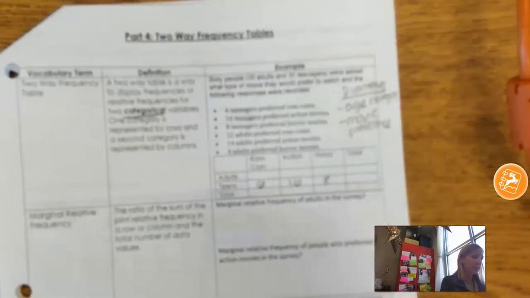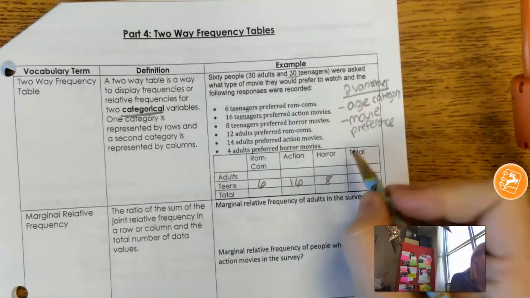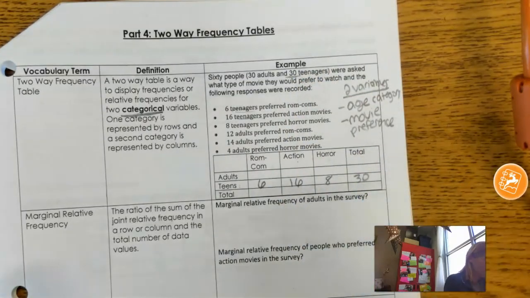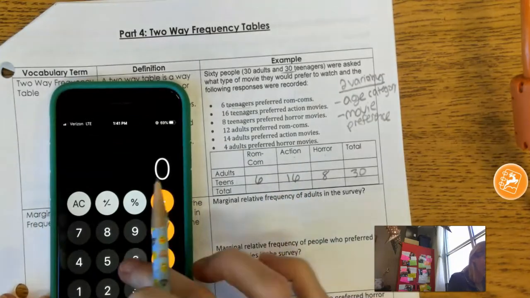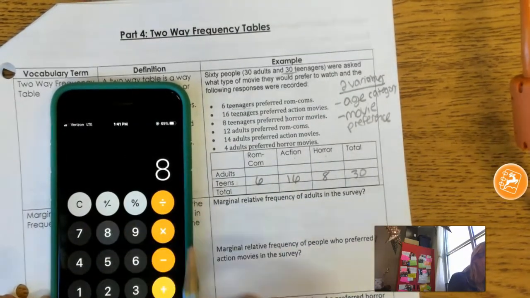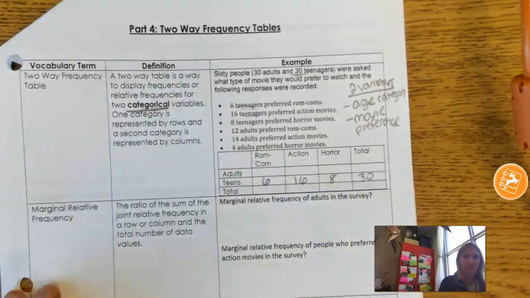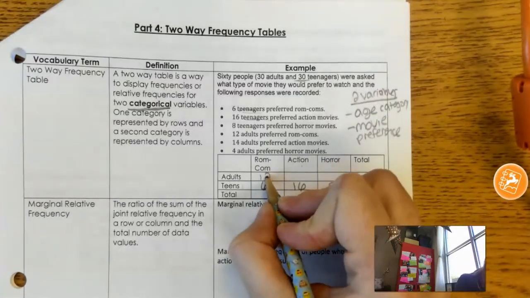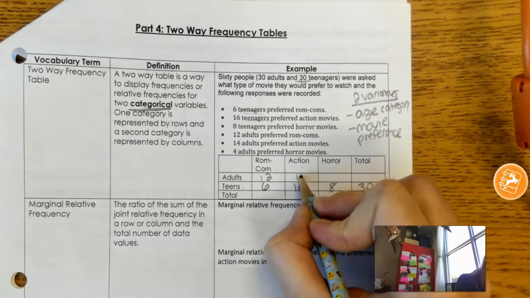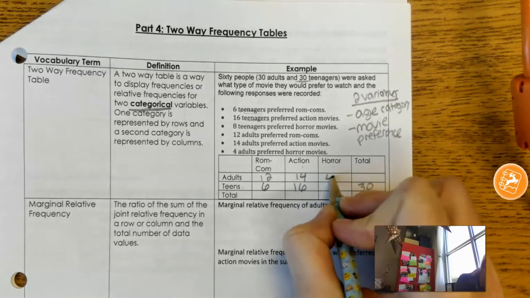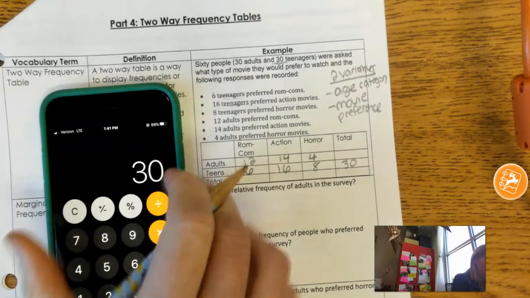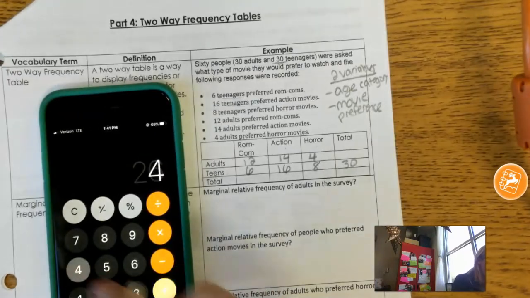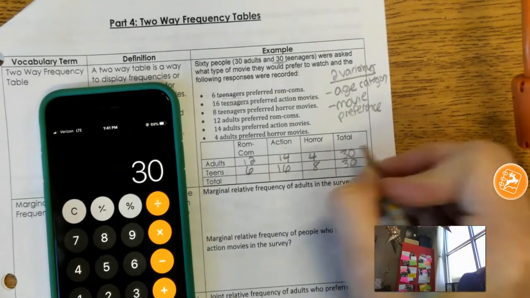So how many teenagers were total in the survey? 30, but we can check our work by adding these 3. Yep. All right, now let's fill in the adults. 12 adults prefer romantic comedies, 14 prefer action, and 4 prefer horror. If I add up those 3 numbers, I should also get 30 because I know that 30 adults were surveyed.